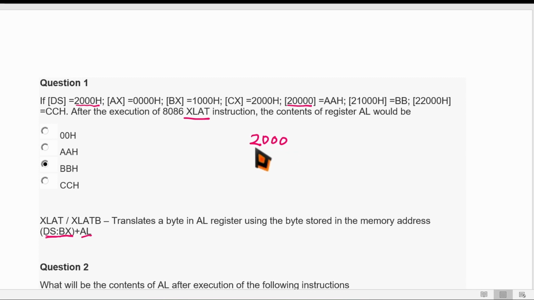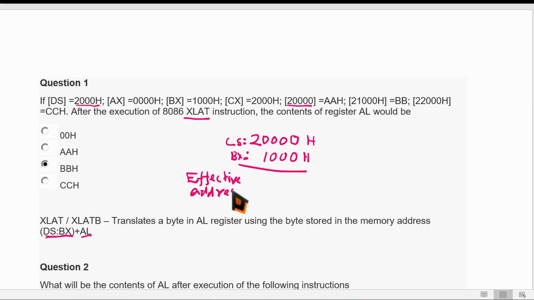So we may not simply add these two to get the effective address. You will add a 0 here and put 100, all are hexadecimal digits. This is the code segment and this is BX. So the effective address is, add these two in this way, 0, 0, 0, 1, and this is 2. So it points to the memory location 21,000H.